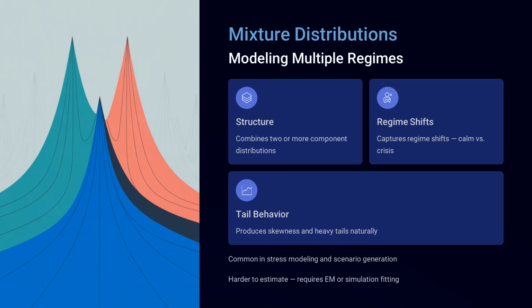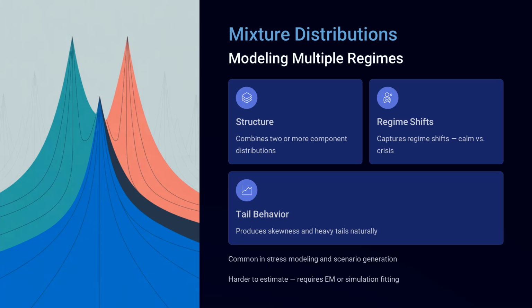Mixture distributions. Finally, the mixture distribution. This is where modeling starts to look more like the real world. A mixture distribution combines several component distributions, each representing a different regime or state of the world. For example, a normal market might produce moderate returns following one normal distribution, while a crisis market produces large losses following another. By combining the two with a small probability of the crisis state, you get a mixture that naturally produces heavy tails, even though each individual component is normal.